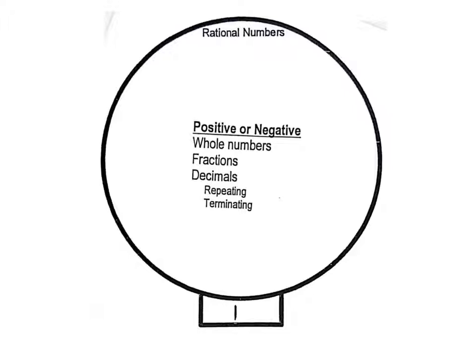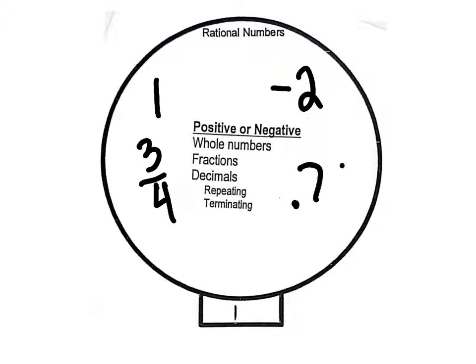Rational numbers are the last group of numbers we are going to look at today. Rational numbers are positive or negative whole numbers, fractions, decimals, whether it be repeating or terminating. Some examples of a rational number are 1, negative 2, 3/4, and 0.75.